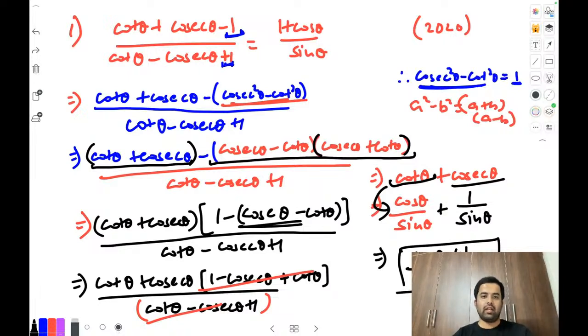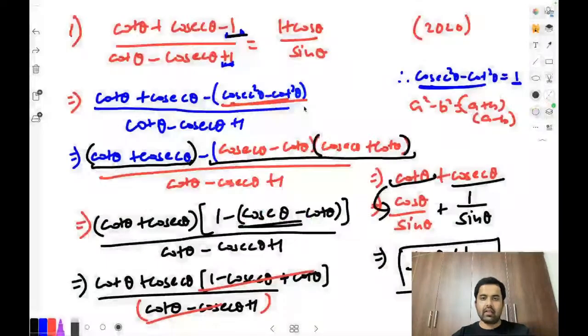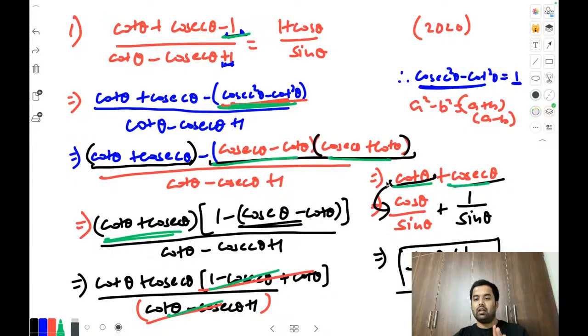Let me repeat again what we did here. First thing, at the place of one, I will take a different color to mention the lines. Yes, green color. See, at the place of one, we kept this first step. Then we expanded it as a minus b, a plus b, because it is a square minus b square. Next, we took this common. Next, this thing got cancelled. After that, this part and this part were left. Cot formula, cosec formula, then LCM, we got the answer.